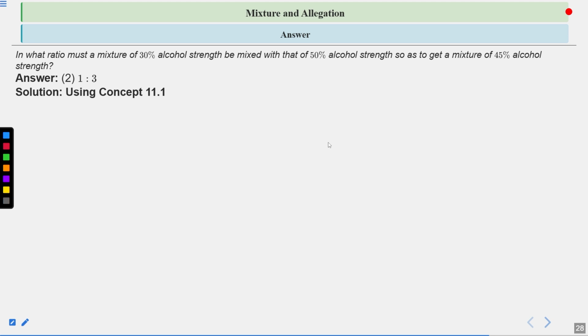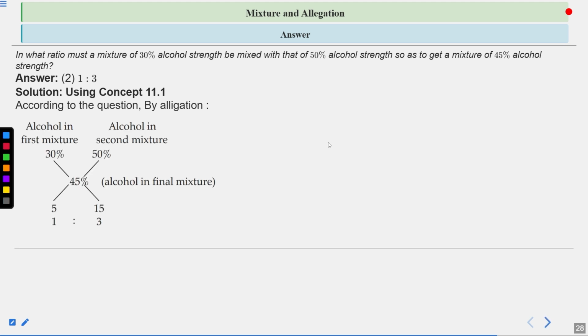See the detailed solution using concept 11.1. According to the alligation rule, we take the alcohol in the first mixture, the alcohol in the second mixture, and the alcohol in the resulting mixture, which is 45%. Applying it, we get the ratio 1 ratio 3. It means we take 1 liter of the first mixture and 3 liters of the second mixture, and then we get 45% alcohol in the mixture. So second is the correct answer of this question. Next one.